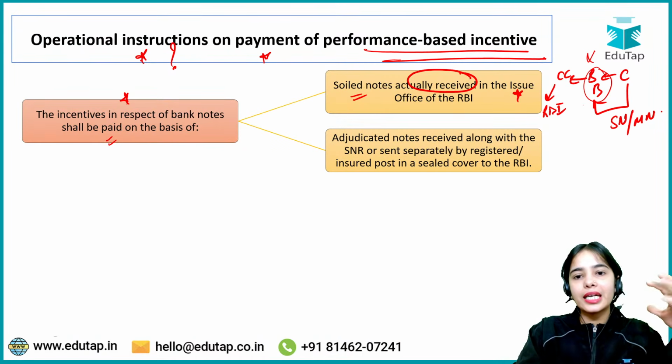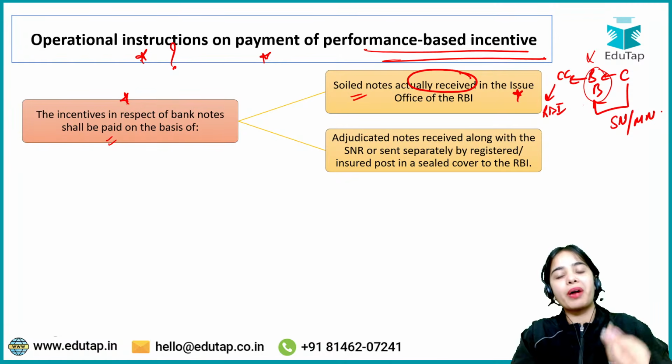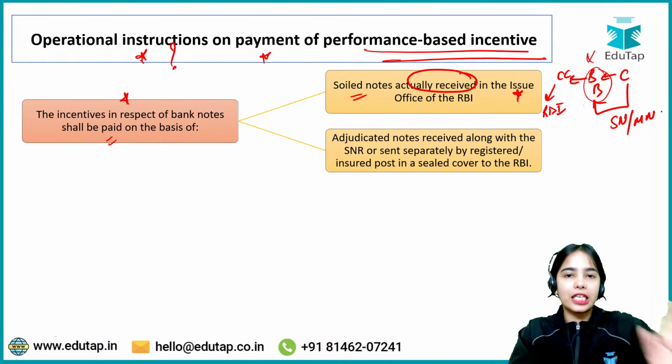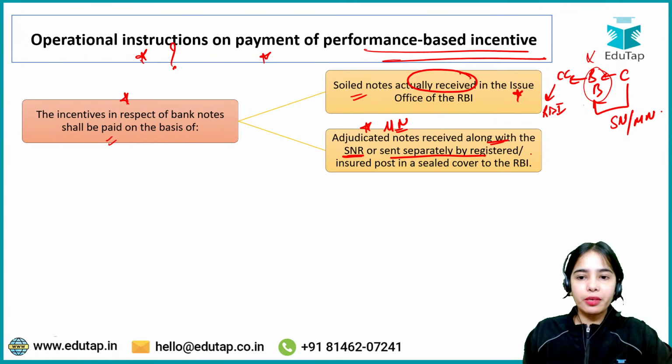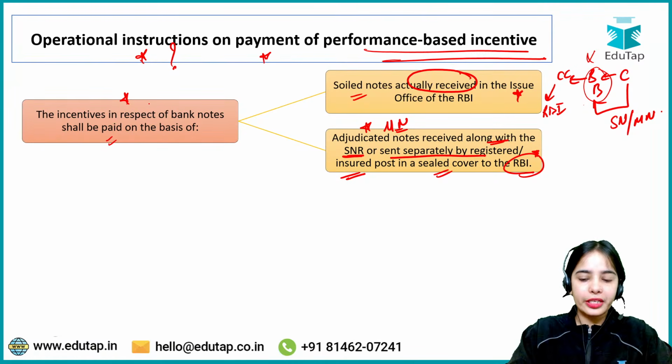So this is the idea, that this incentive will be given only on the notes that are actually received by the issue office of the RBI, not what is claimed by the bank branches. Adjudicated notes, that is the mutilated notes, if they are received along with the soiled notes or sent separately by registered or insured post in a sealed cover to the RBI, the incentive will be given on those mutilated notes also, rupee 2 per piece.